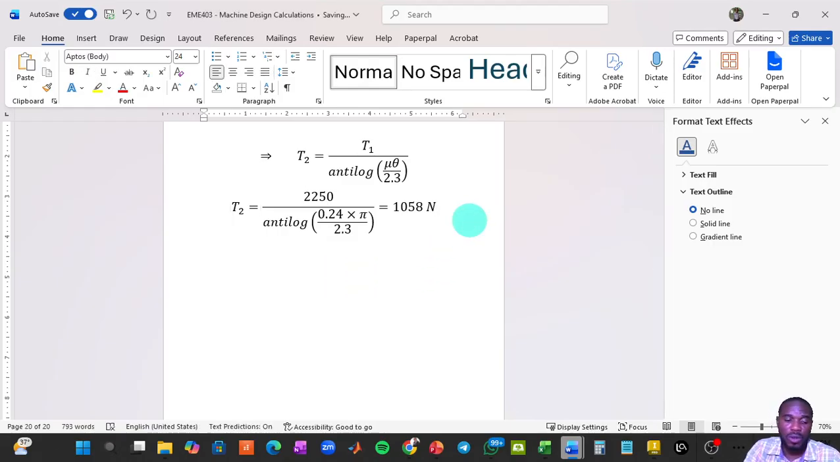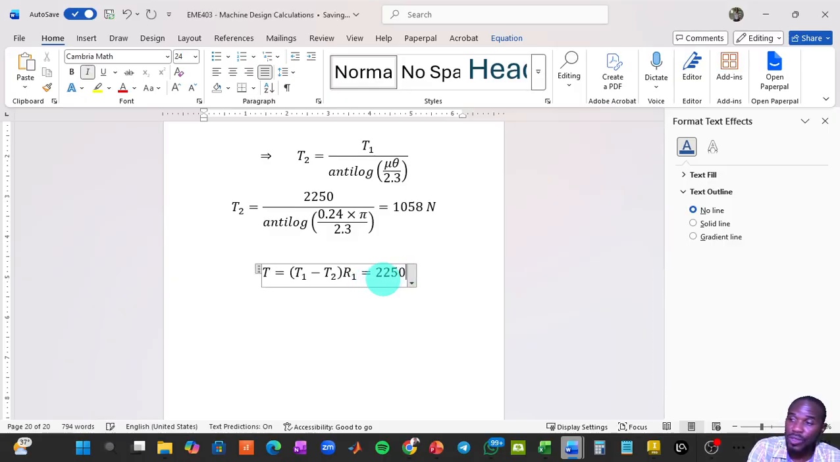Now we can find the torque. We put that there, and the torque therefore is now this guy, which will be what's T1? T1 is 2250. Okay. I should have put that in the bracket. Okay, so let's put this in the bracket. 2250 minus 1058, right? Multiplied by R.